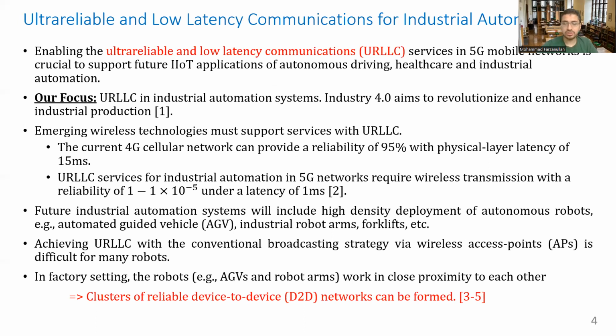The previous generations of wireless technologies were unable to provide high reliability and low latency. However, URLLC for industrial automation requires a reliability of 0.99999, or 5 nines, with a latency of 1 millisecond. In the context of factory automation, it is observed that the devices work close to each other, due to which clusters of reliable device-to-device communications can be formed.